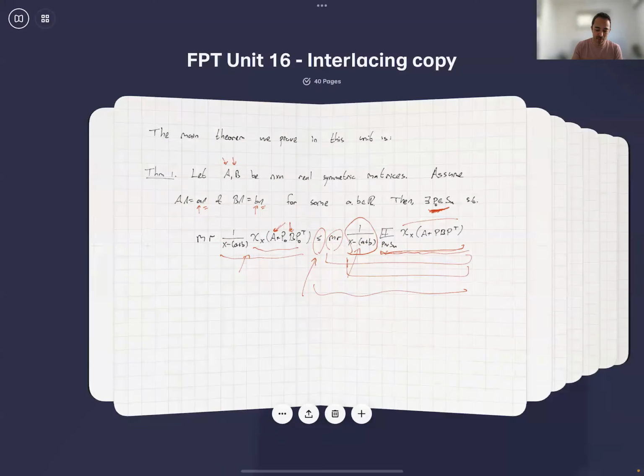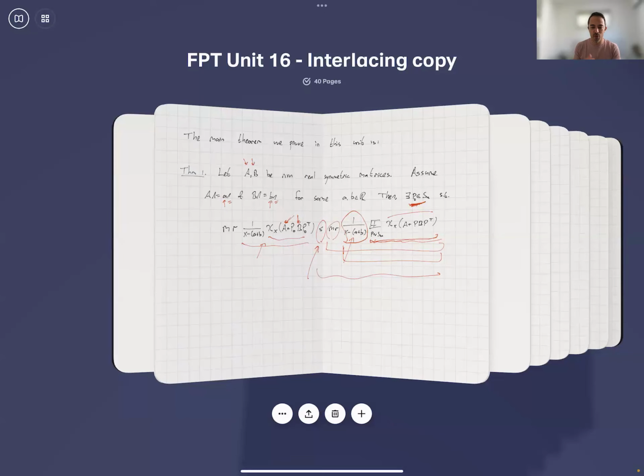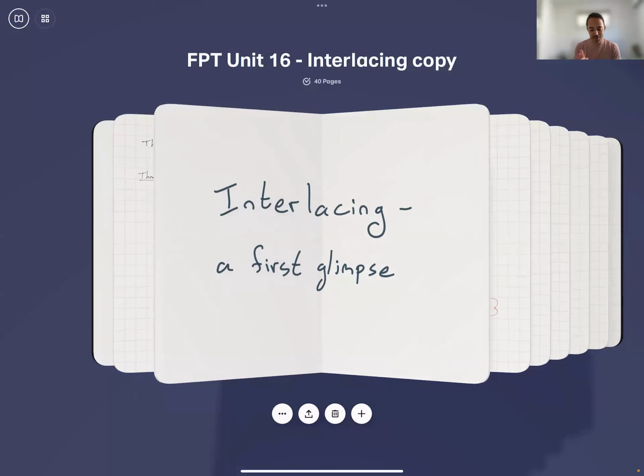Good, but as I said, before proving this theorem, just to give you a glimpse of interlacing, let's look at an example.